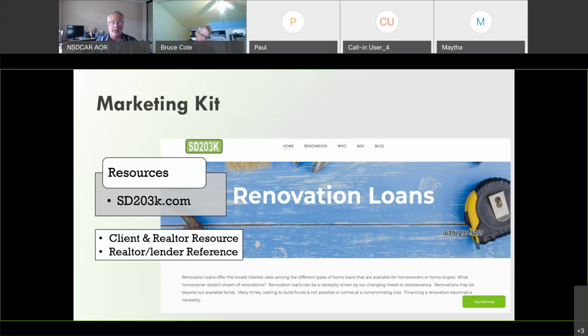So not only do I see this as a resource, but I really want to assure realtors and lenders that I keep this completely independent. I'm not promoting any other vendors on the website. So I want you to feel very confident that you can send your clients there, that you can use this as a resource to share with your clients, and that they're going to get some good information.